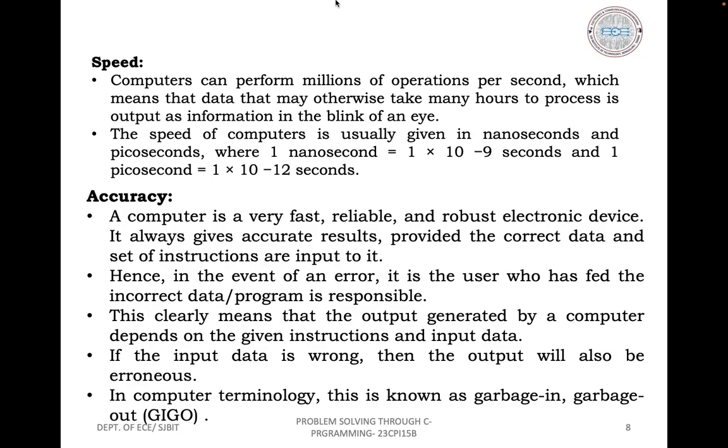And accuracy: a computer is a very fast, reliable, and robust electronic device. It always gives accurate results, provided the correct data and set of instructions are input to it. Hence, in the event of an error, it is the user who has fed the incorrect data or program who is responsible. This clearly means that the output generated by a computer depends on the given instructions and input data. If the input data is wrong, then the output will also be erroneous. In computer terminology, this is known as garbage in, garbage out, GIGO.